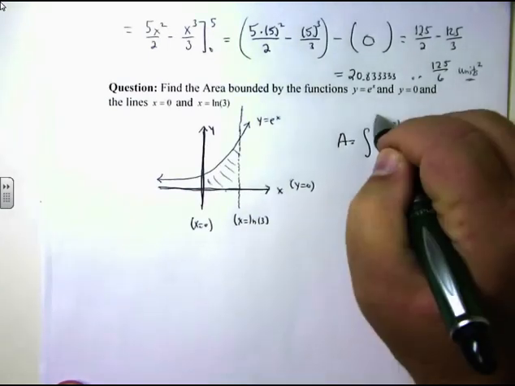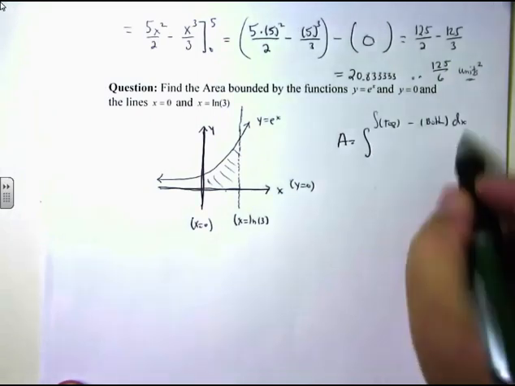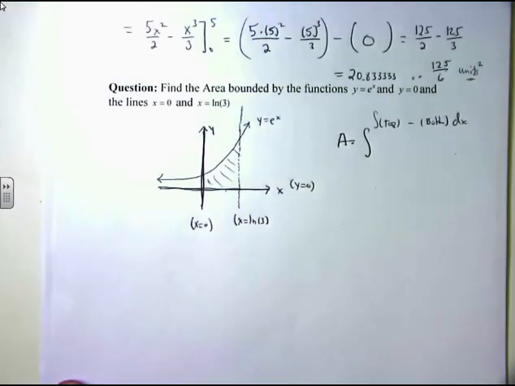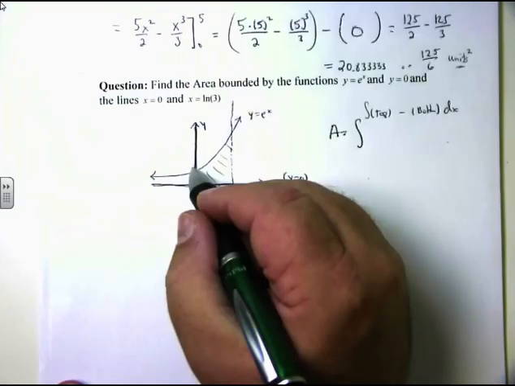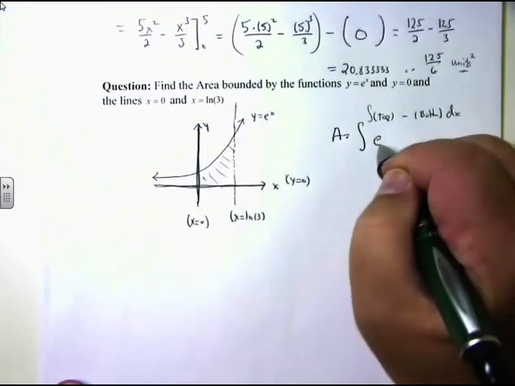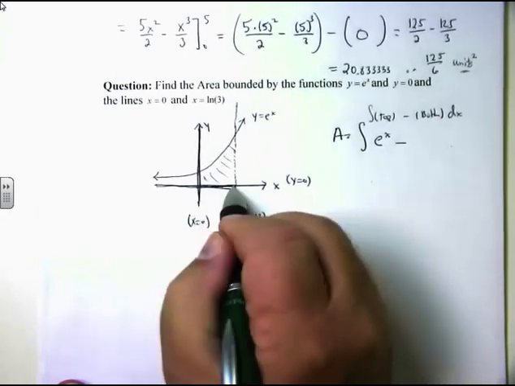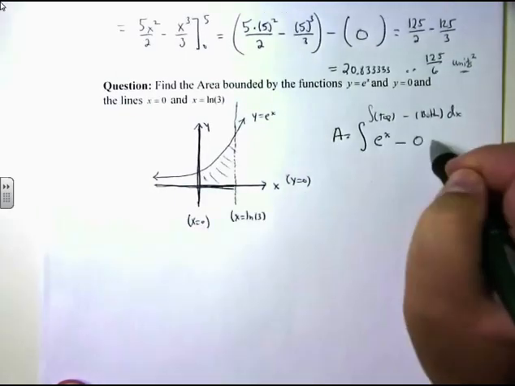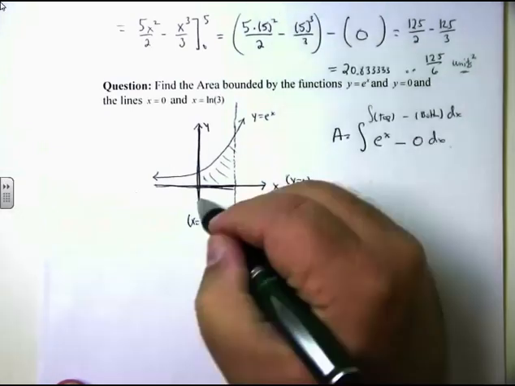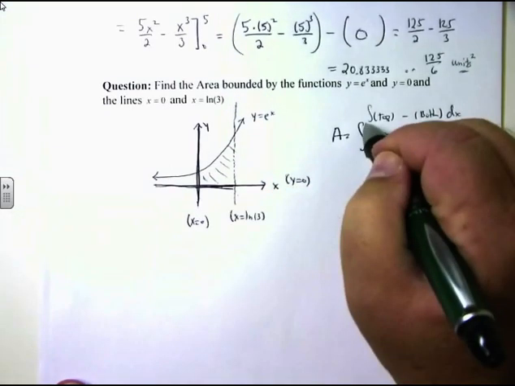And the other formula is going to be right minus left dy, which means I would have to turn all my functions in terms of y functions. But this one, I have a distinct top. Top part is e to the x, minus the bottom. The bottom that defines this thing is y equals 0, or 0 dx, between my number bounds, which is 0 to the natural log of 3.